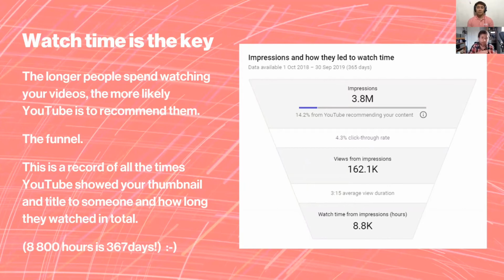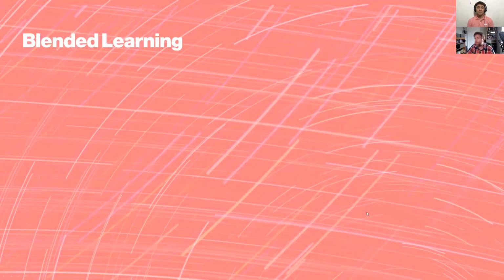But YouTube's going to do that on an individual video basis, and you can see this funnel on an individual video basis as well. But those are the things to focus on. This one here, click-through rate and the actual watch time. Okay, I hope that's been really useful for you so far.